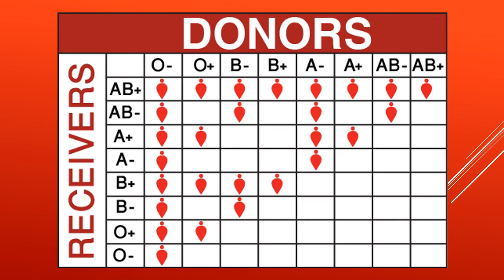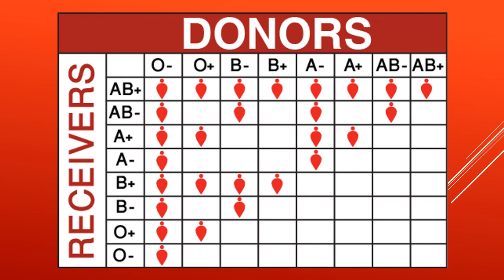Here is a list showing you that. So the receivers are on the left side and the donors are across the top. So if you are A positive, if you look across, A positive can accept blood donors from O negative, O positive, A negative, and A positive only. So not from B or not from AB, either negative or positive.